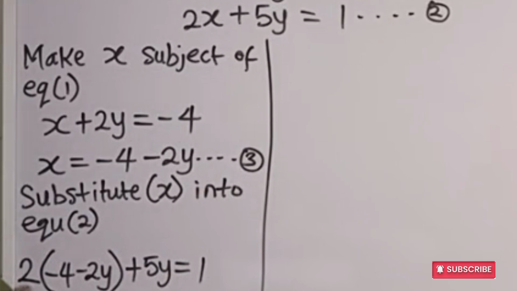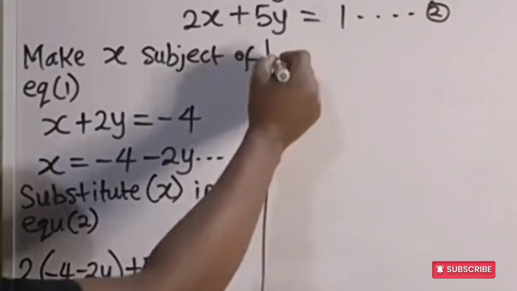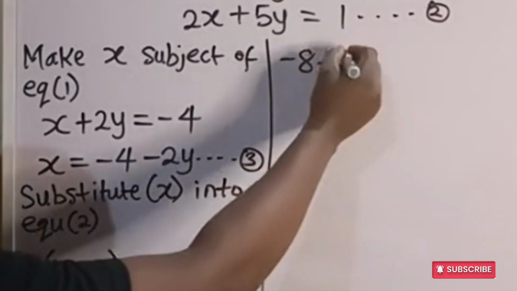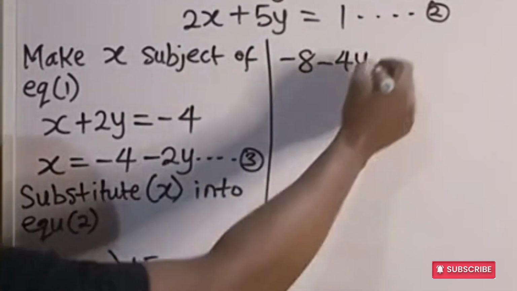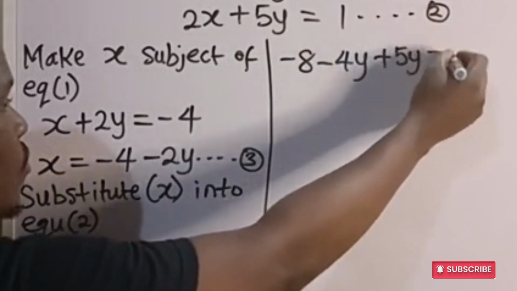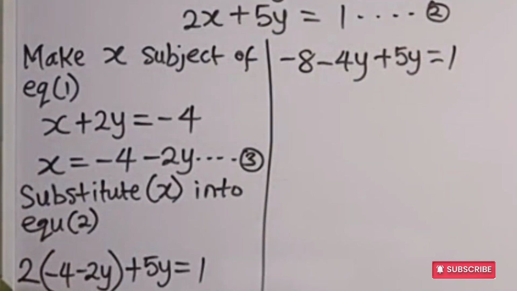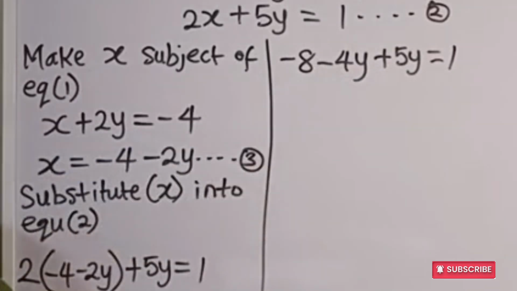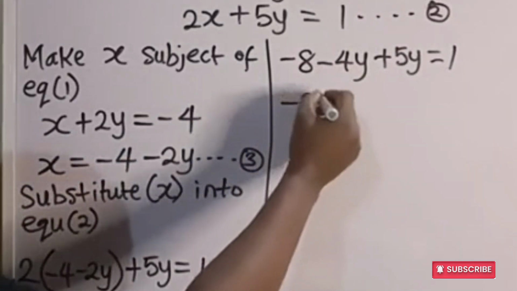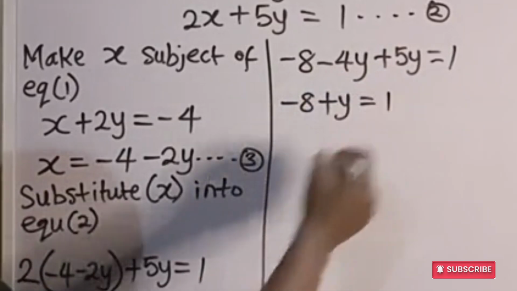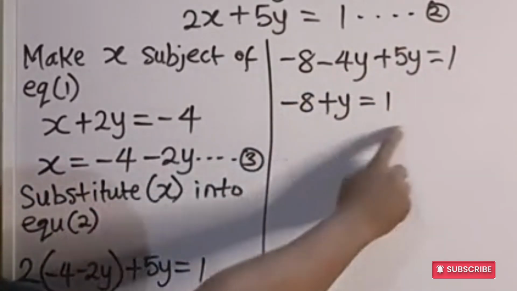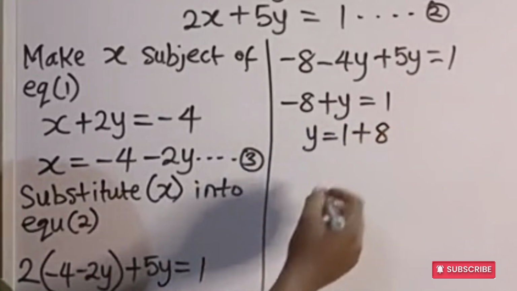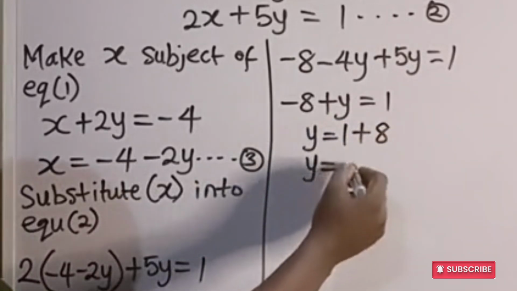Next, 2 multiplied by minus 4 will give us minus 8. 2 multiplied by minus 2y is going to give us minus 4y plus 5y is equal to 1. So minus 4y plus 5y will give us y. So we have minus 8 plus y is equal to 1. So if we move minus 8 to the right, it becomes plus 8. We have y is equal to 1 plus 8. Therefore, y is equal to 9.